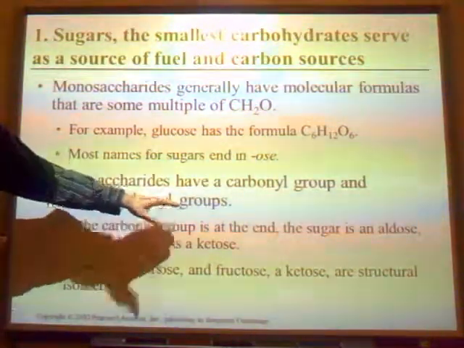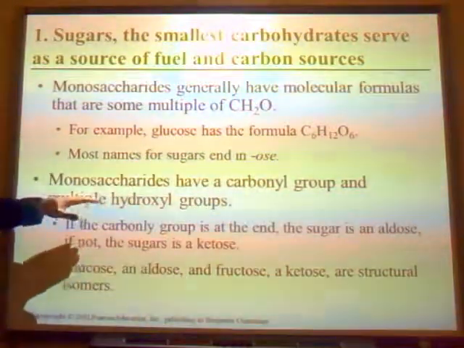monosaccharide. We are also going to be talking about carbonyls. We're going to be talking about hydroxyls.